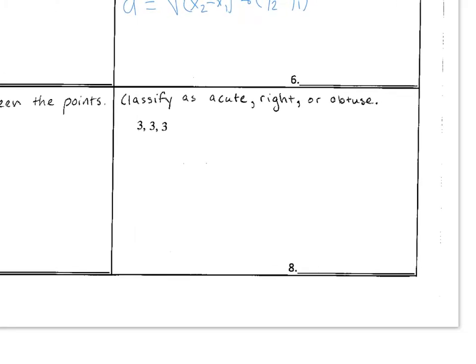Looking at number 8, you need to classify if it's acute, right, or obtuse. So you want to plug these three sides, the 3, 3, and 3, into a squared plus b squared equals c squared. And remember, if it is greater on the left-hand side with the a and b, it is acute. If it's equal, it's right, and if it's obtuse, it's less than.